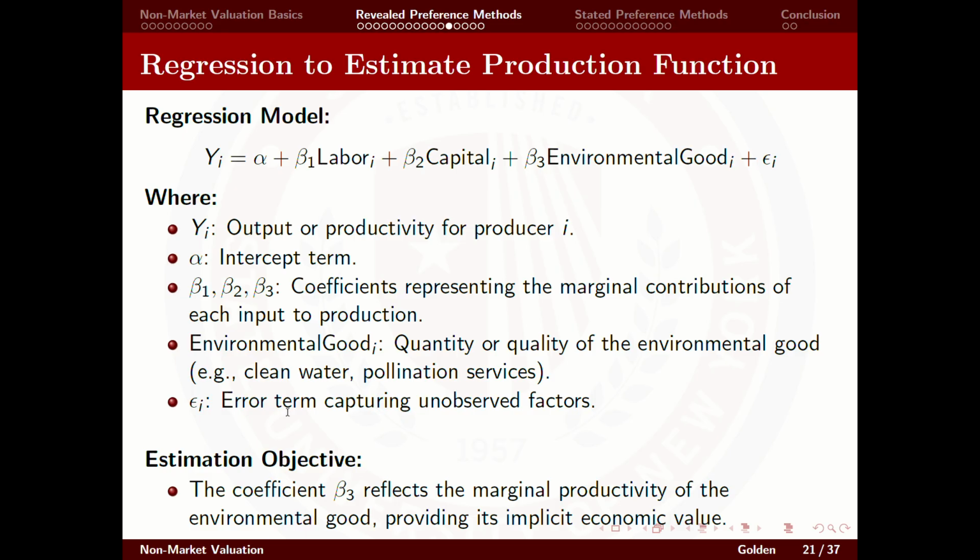And then epsilon, of course, we have to have an error term. So the coefficient beta 3 reflects the marginal productivity of the environmental good, providing some implicit economic value. This is based on the idea that the environmental good is actually helping us to produce something, and so we need the environmental good in our production function. I want you to keep this in mind until the macro lecture, where we'll talk about this idea pretty explicitly.